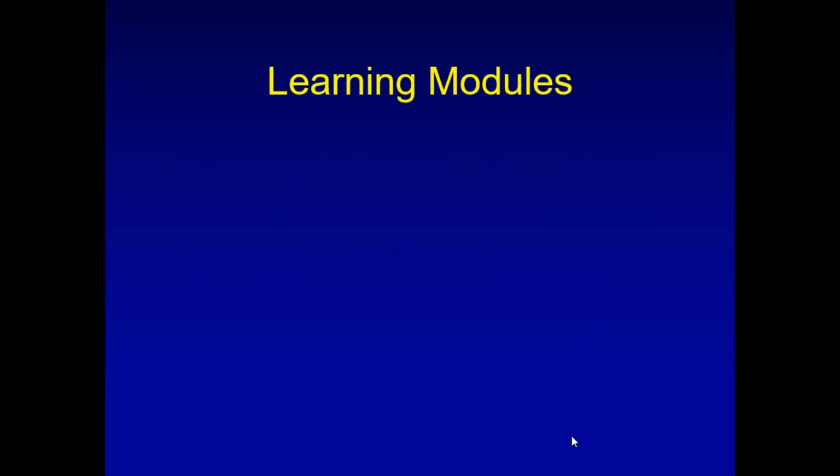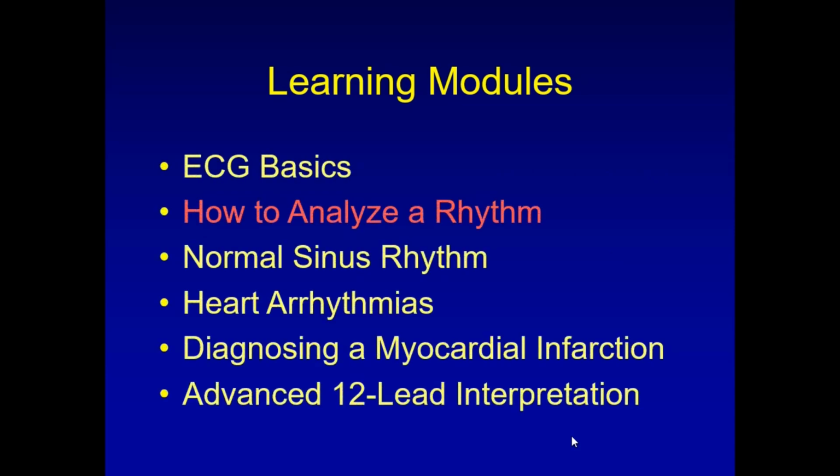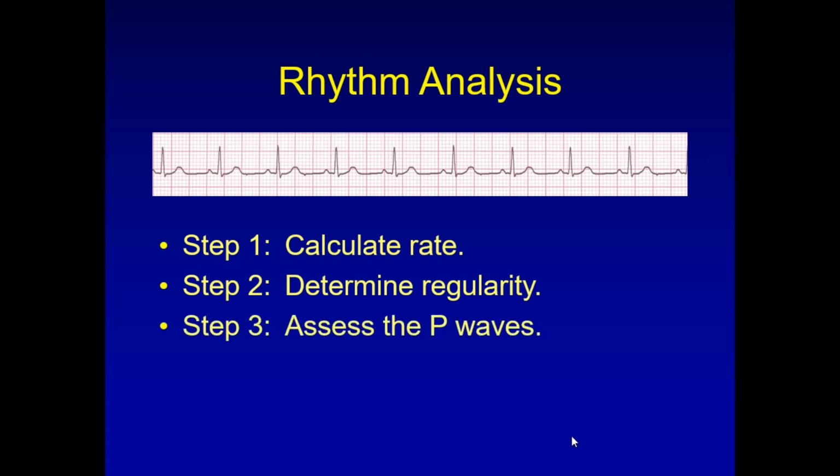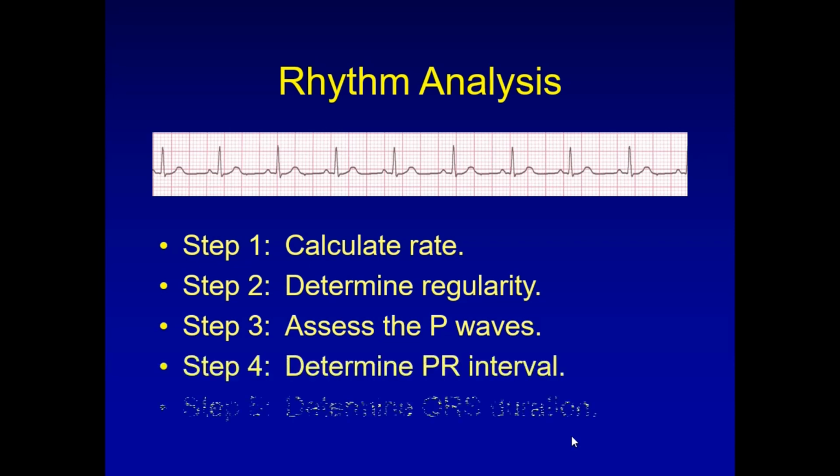Okay, let's start. How to analyze a rhythm. First step, calculate the rate, meaning the number of beats per minute. Second, determine the regularity. Third, assess the P waves. Fourth, PR intervals. And fifth, QRS duration. Let's see one by one.